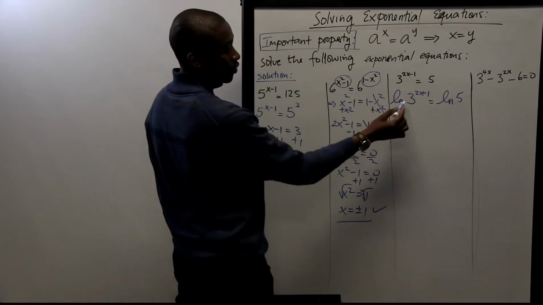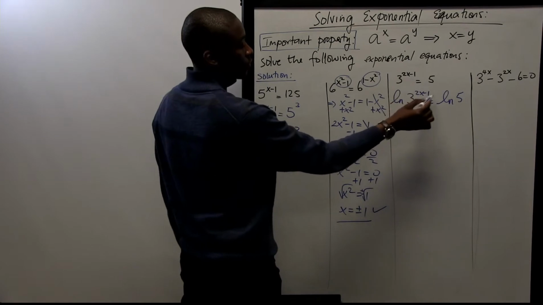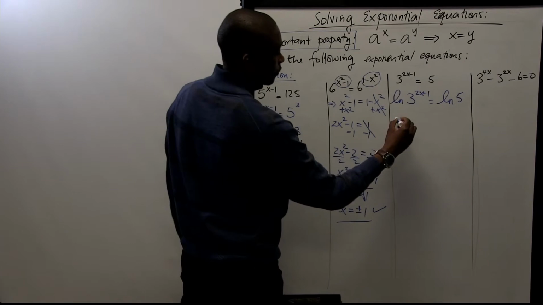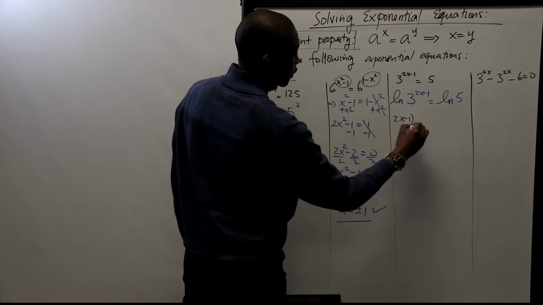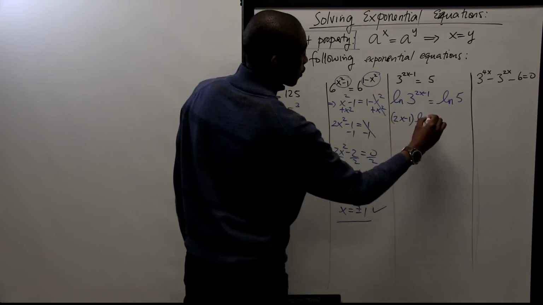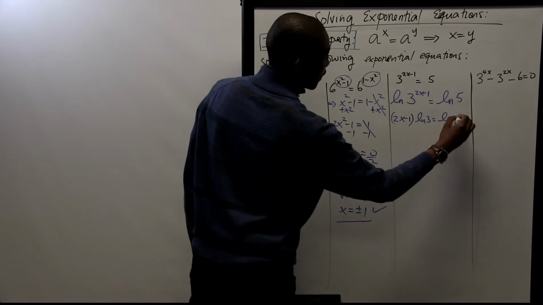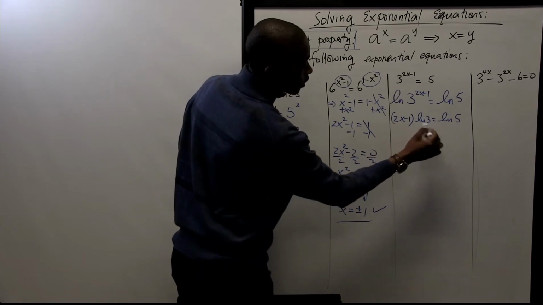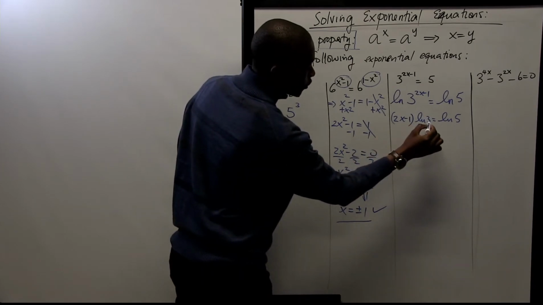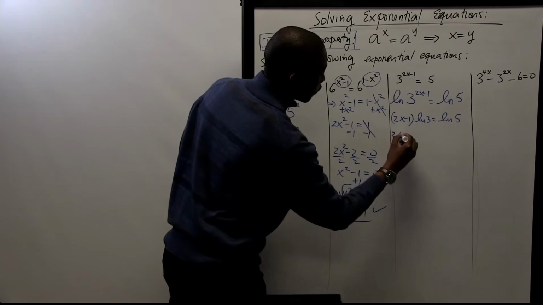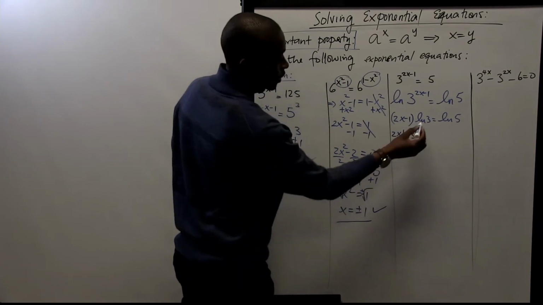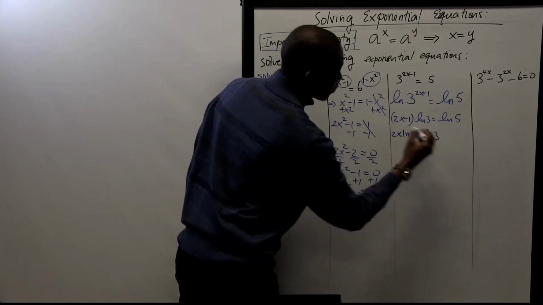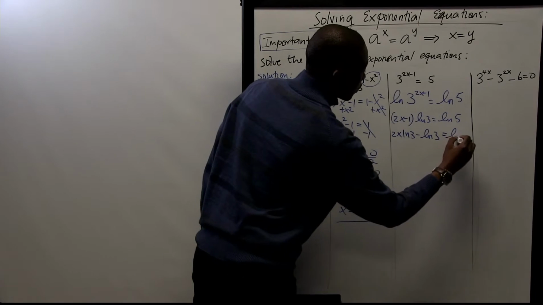Now I have the log of something with an exponent. So by the laws of logarithms, one of the laws of logarithms, I can pre-multiply by this exponent over here. So multiply 2x minus 1 times natural log of 3 equals natural log of 5. Now what I need to do is distribute. Natural log of 3 is a constant. So natural log of 3 times 2x will give me 2x natural log of 3. Natural log of 3 times negative 1, that's just negative natural log of 3 equals natural log of 5.